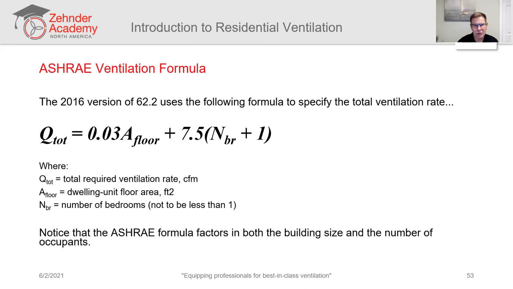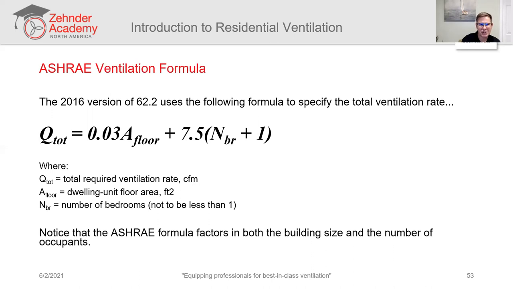What changed in the 2016 version is 0.03 times the square footage, or the floor area. In the previous version, which I believe was the 2010 version, and obviously the 2013 version stayed the same, beginning in 2010, it was 0.01 times the floor area. And that's significant. I'll show you why in a minute.